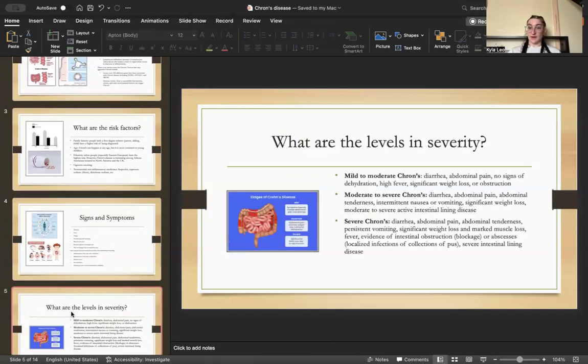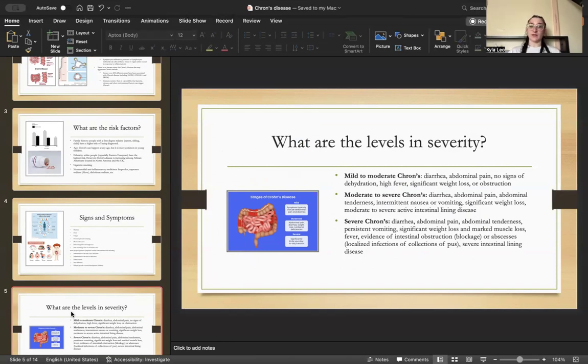So, what are the levels and severity of Crohn's disease? There are three different levels. First, you have mild to moderate Crohn's disease, whose symptoms include diarrhea and abdominal pain. There aren't really signs of dehydration, high fever, significant weight loss, or obstruction.